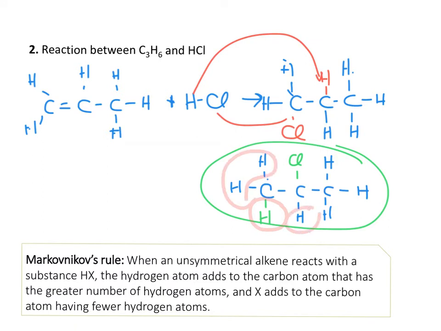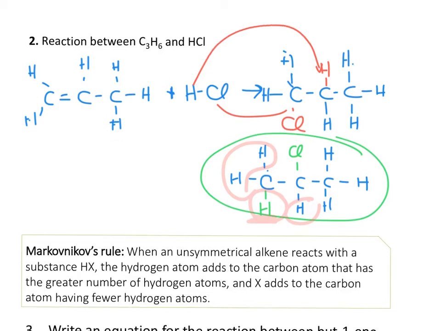The second carbon only has one hydrogen. So this hydrogen likes to be with more that look like itself. Okay, it's one of those things. So we know the hydrogen goes to the carbon with the most number of hydrogens already attached. So we always draw the major product unless we're asked for the minor product as well.